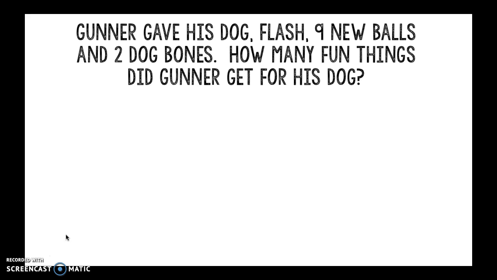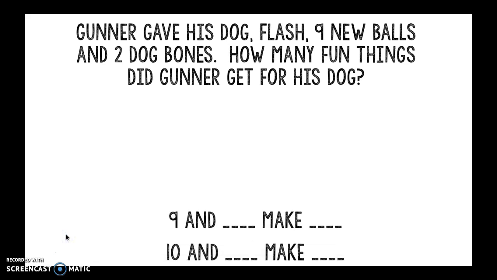I'm going to go ahead and read it again for you. Gunner gave his dog Flash 9 new balls and 2 dog bones. How many fun things did Gunner get for his dog? Now for this story, I want you to go ahead and draw the pictures just like we've been doing. All right? I want you to go ahead and draw the 9 balls and then the 2 dog bones. Circle your 10 and then fill in this bottom part. 9 and what make 10? And then 10 and what make how many fun things Gunner got for Flash. Make sure that when you're done, you seesaw this to your teacher.